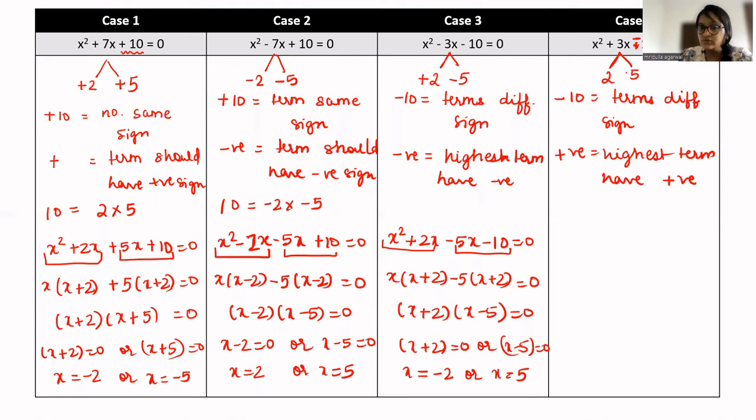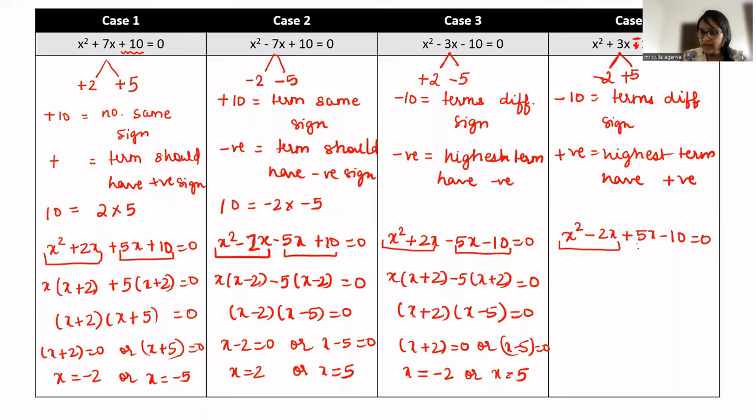So again, the numbers were 2 and 5. So out of these 2, 5 is highest, so it should have positive. Since the product is negative, that means they should have different signs. So if 5 is positive, 2 should be negative. So your equation becomes x squared minus 2x plus 5x minus 10 equals 0.